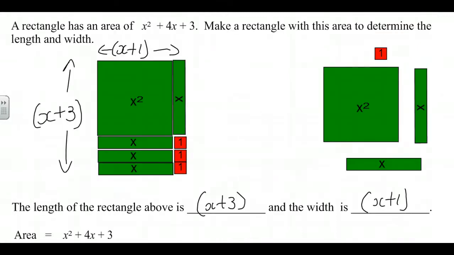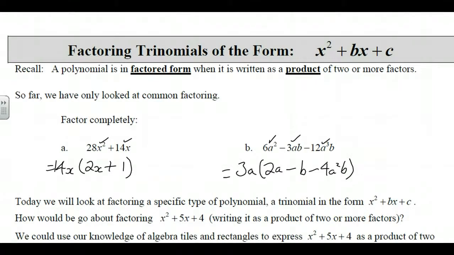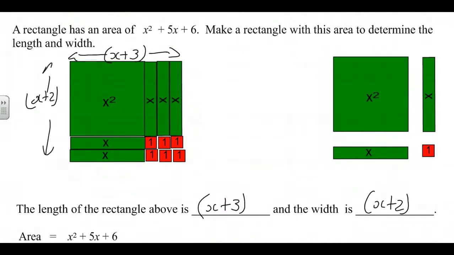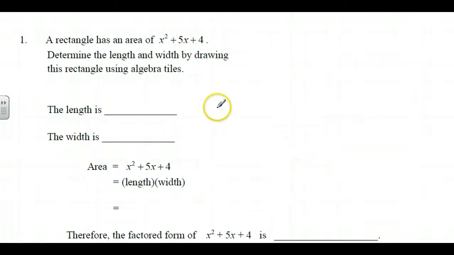All right, where were we? We were going to, well, we watched the demonstration on Algebra Tiles. So here we go. We were going to do x squared plus 5x plus 4. Determine the length and width by drawing the rectangle using Algebra Tiles. So we're just going to sketch it out.